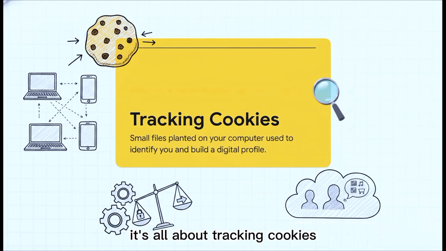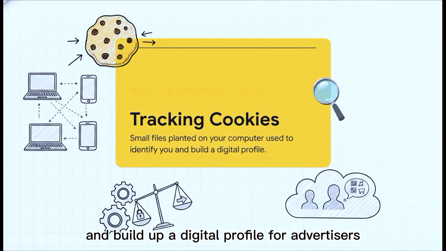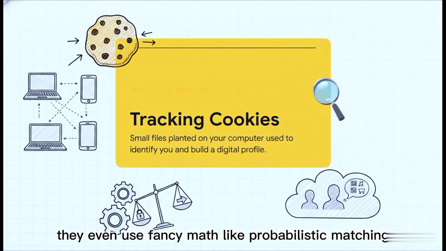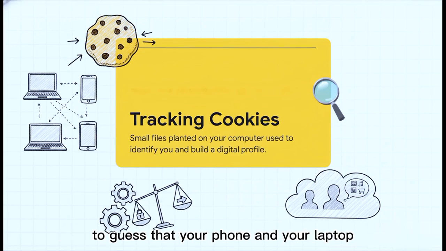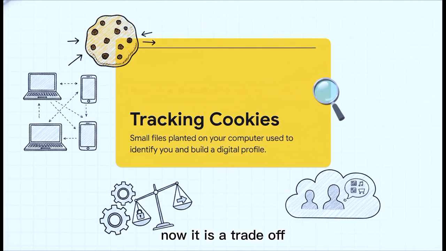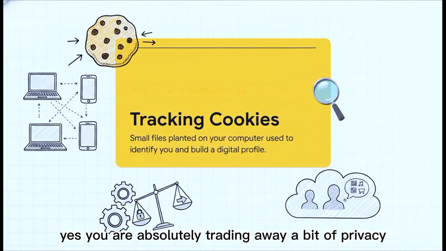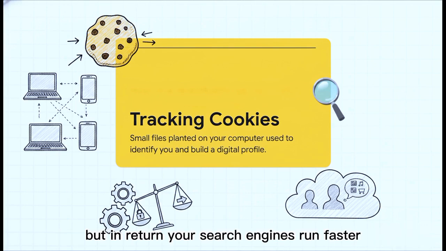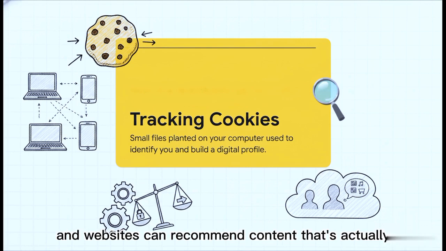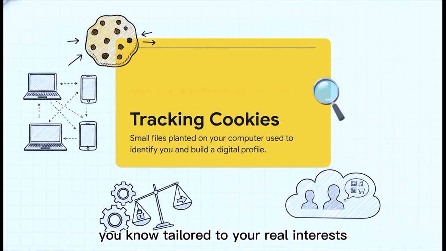It's all about tracking cookies. These are basically tiny files planted on your computer to identify you and build up a digital profile for advertisers. They even use fancy math like probabilistic matching to guess that your phone and your laptop actually belong to the same person. Now, it is a trade-off. Yes, you are absolutely trading away a bit of privacy. But in return, your search engines run faster and websites can recommend content that's actually tailored to your real interests.